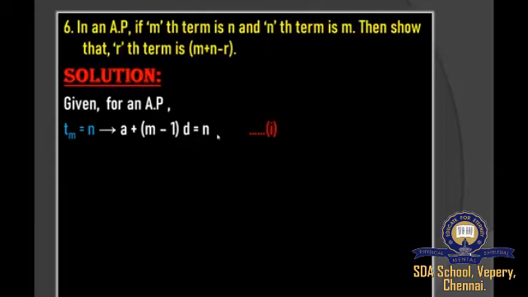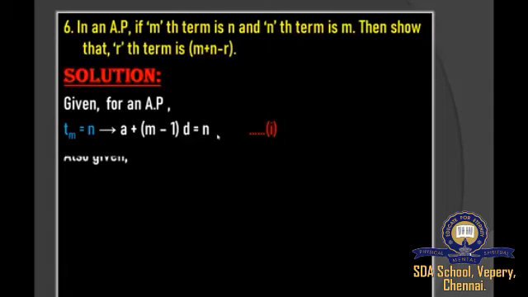Okay, what have I written here? What is the nth term of an AP? Tn is equal to a plus n minus 1 into d. In place of n, here they have given m. So can I write it as a plus m minus 1 into d? Yes, obviously. So that should be equal to n. That will be considered as equation 1.